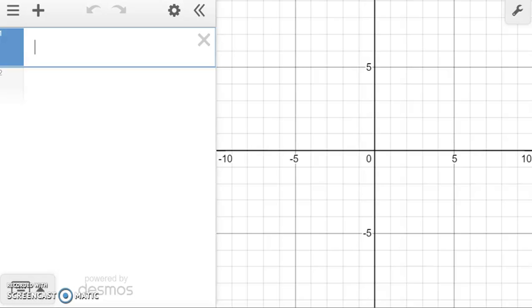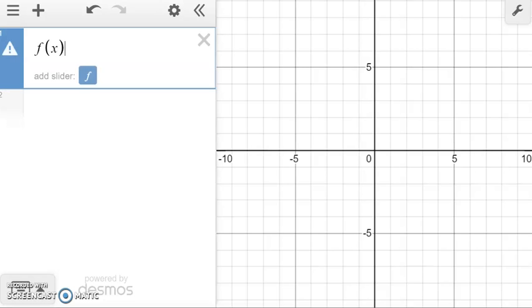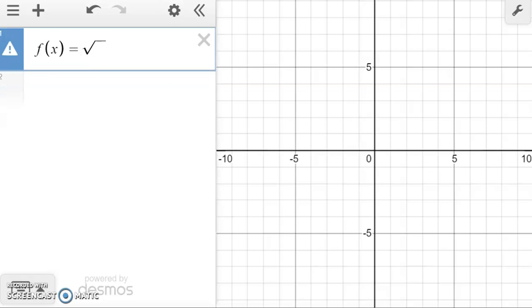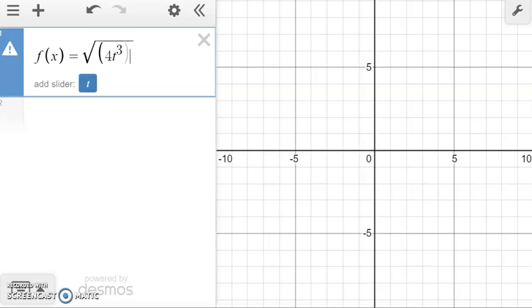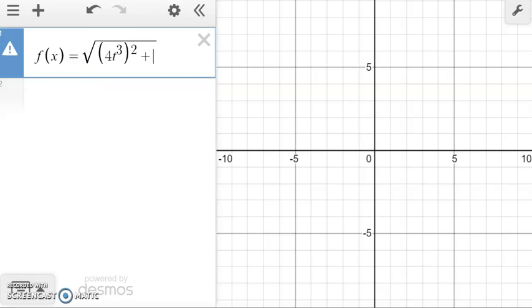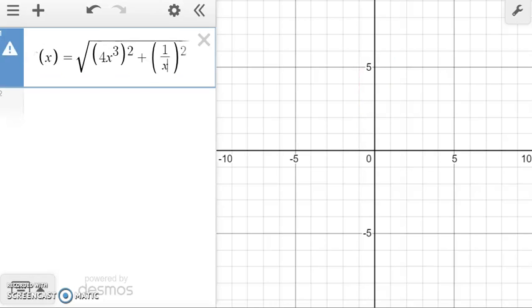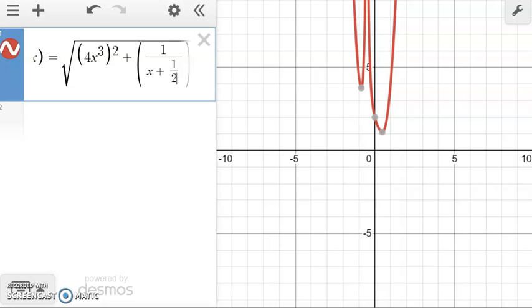So for my magnitude of my velocity vector, I'll call that f of x, I guess, equals the square root of, let's see, we had the 4t cubed that was being squared. Oops, I just got finished talking about how we should use x instead of t. And we have the other thing squared, the other thing being 1 over x plus 1/2. All right, so there's a graph of the magnitude of my speed.